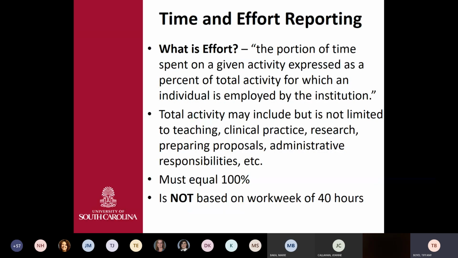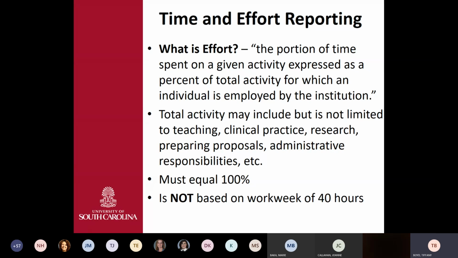So then that takes us to time and effort reporting. So what is effort? That's the portion of time spent on any given activity expressed as a percentage of total activity for which an individual is employed by an institution. So that total activity may include, but is not limited to, teaching, clinical practice, research, preparing proposals, administrative responsibilities. So that must equal 100%, but it's not based on a work week of 40 hours.